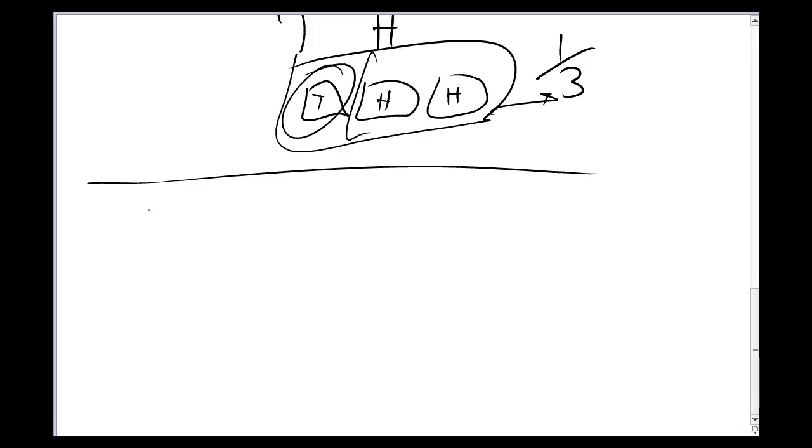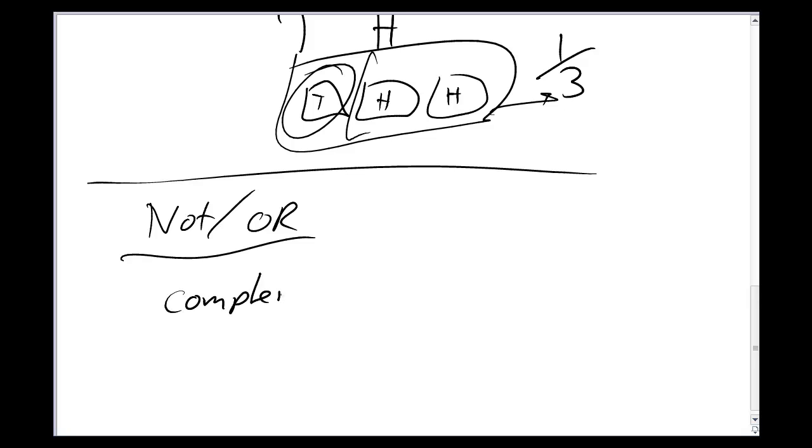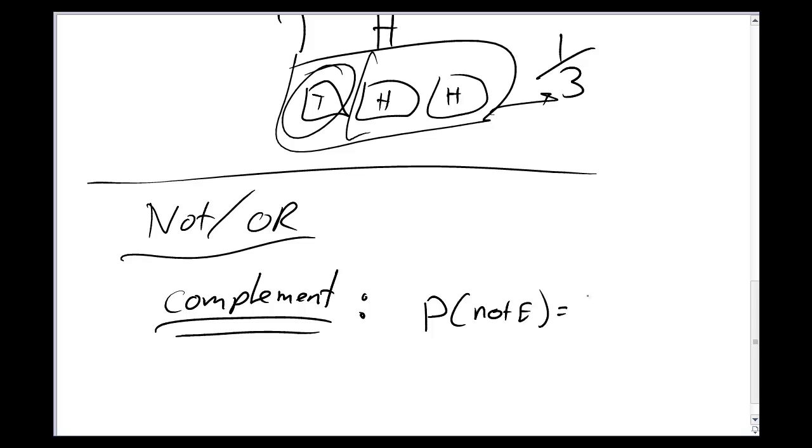Then in one of the next sections, we talk about the difference between not and or. And again, just like in set theory, we have this word complement suddenly show up, and it means the same thing. Just like in sets, the idea of complement is it's everything that's not my event. So they have this formula: the probability of not E happening is going to be 1 minus the probability that E occurred.